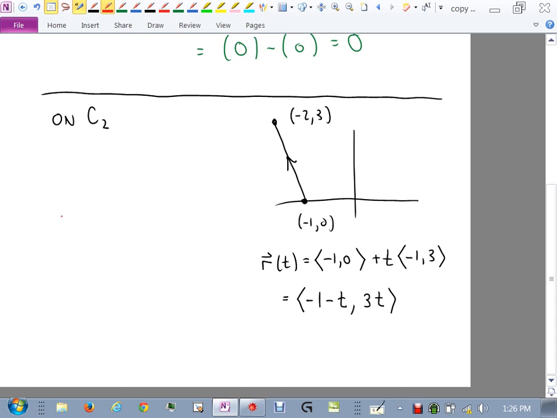x here would be what? Negative 1 minus t. y I'll put down here. y is 3t. Won't we need the derivatives here? May as well get them. What's x prime? Negative 1. y prime? 3. And now we can go set up the integrals. Questions?